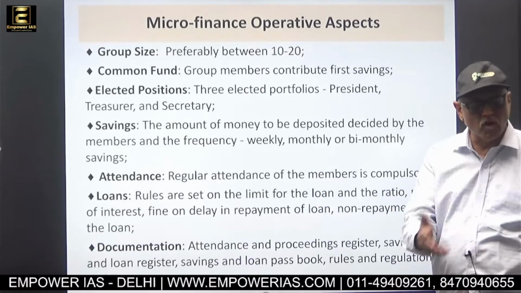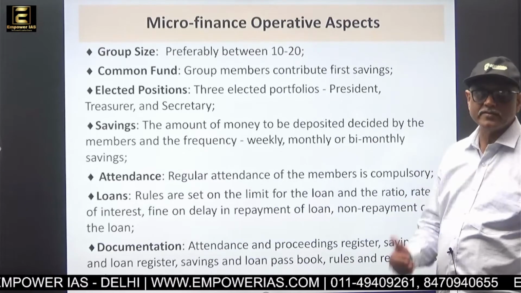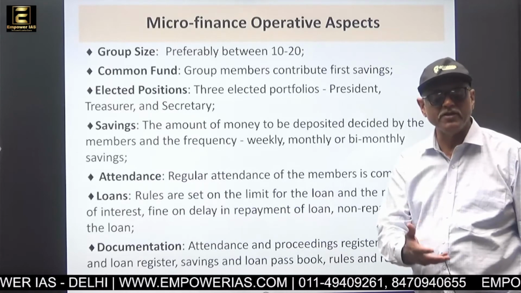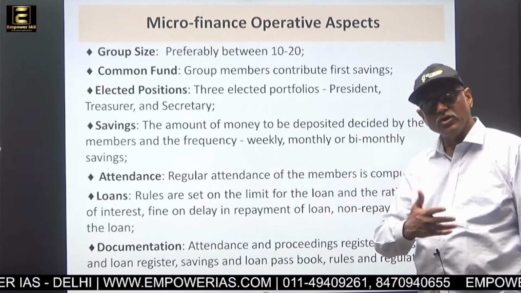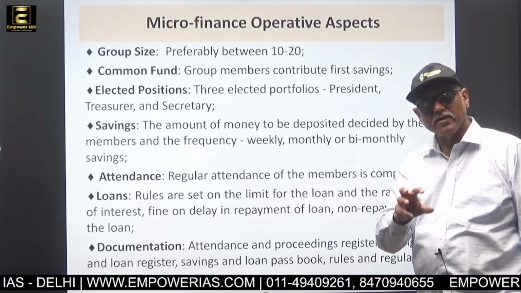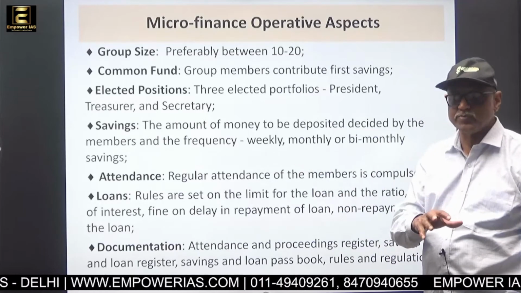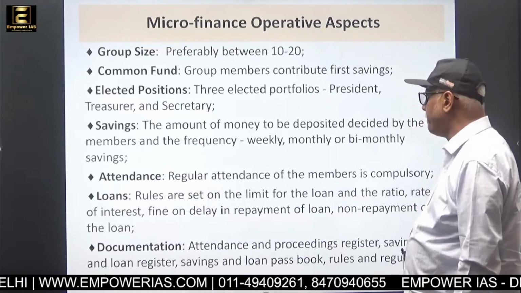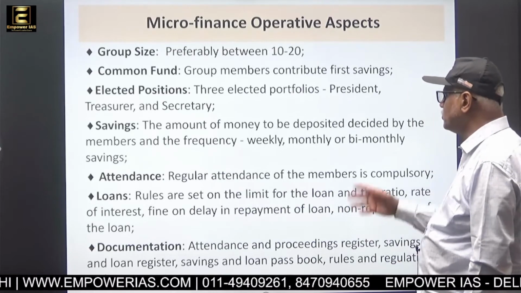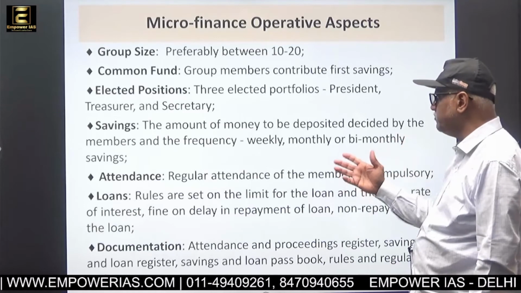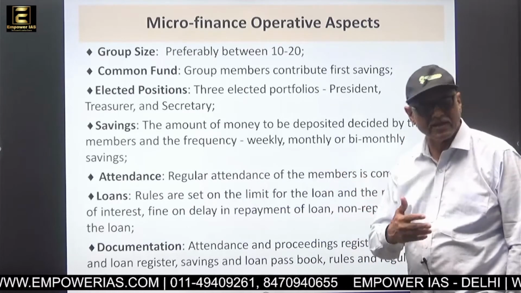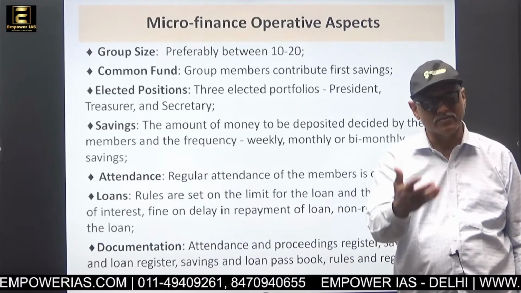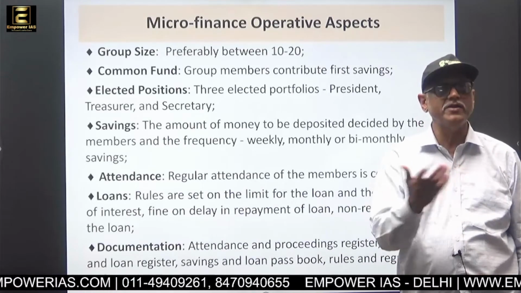Among them, a very informal way of electing them, and they will be given responsibility for a certain period, not for a huge, long period, but a small, maybe 1 or 2 years period. After that, there will be rotational changes in them. The amount of money deposited by the members and the frequency, they can give money weekly, monthly, bi-monthly, whatever is convenient for the groups.